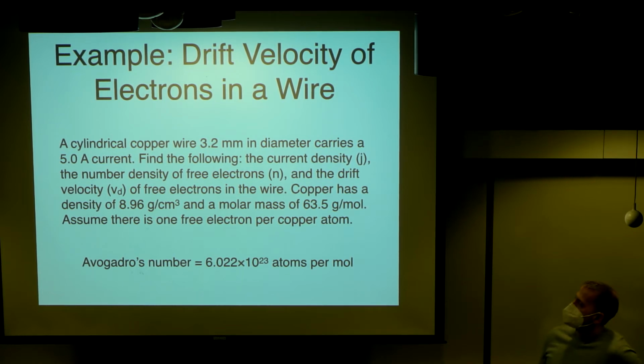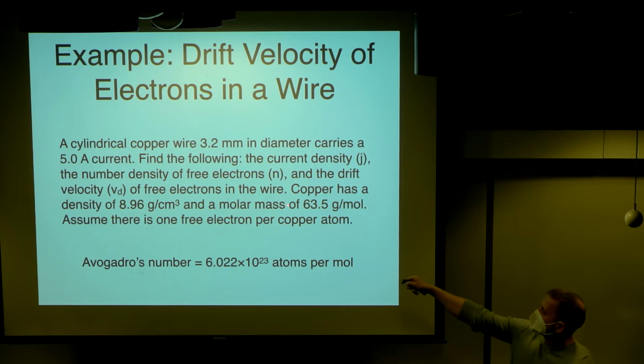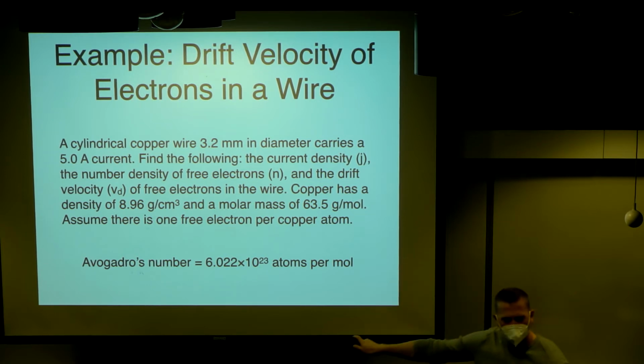Here's some information we're going to need to know, okay? So I'm just going to give it to you on the slide, and then I'll show you how we actually apply it. Copper, we're assuming that this is a copper wire, right? So the density of copper is 8.96 grams per cubic centimeter. So that's the mass per unit volume of copper. Copper also has a molar mass, and if you don't know what this means, I'll explain in a second, of 63.5 grams per mole.